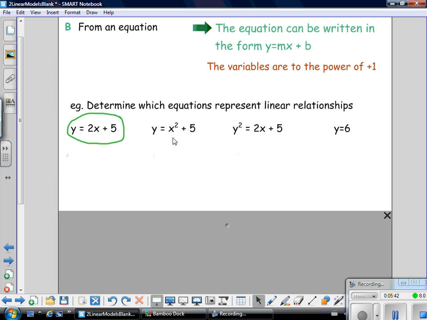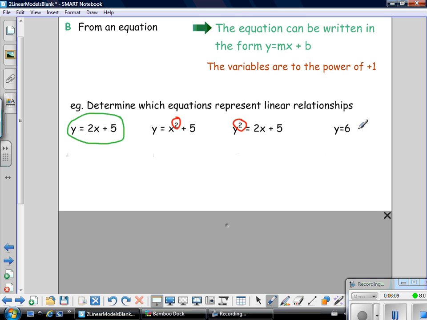The next one, if I look at it, y equals x squared plus 5. Now, this one isn't linear. Looks very similar, but I have a squared. So because of that square on the variable x, it's not linear. The same is true of the third example. This time x is not squared, but my y is squared. So both variables have to be to the power of 1.